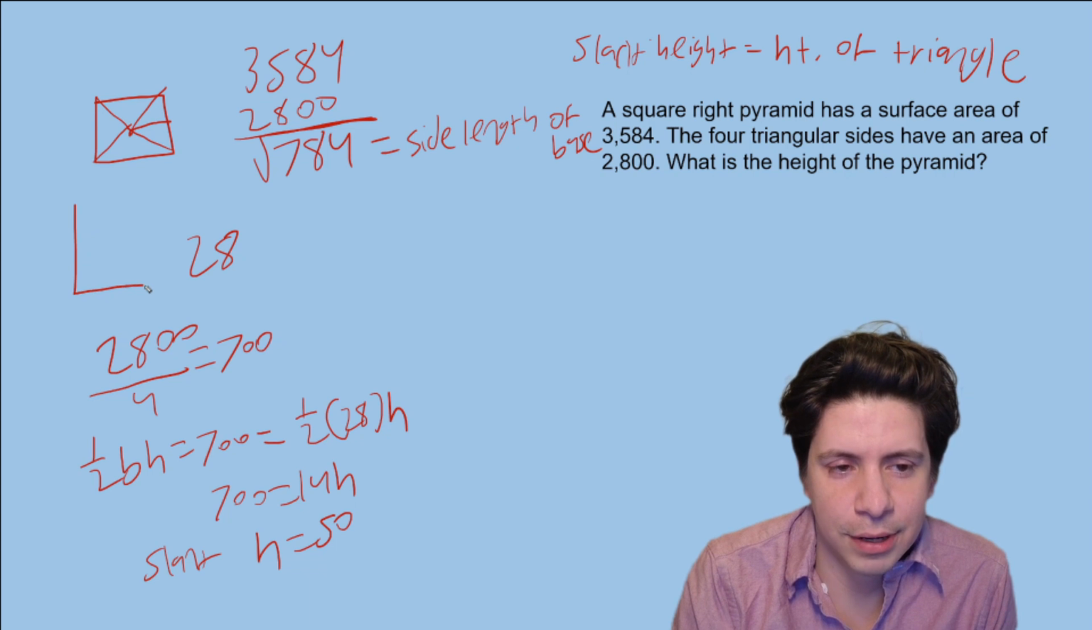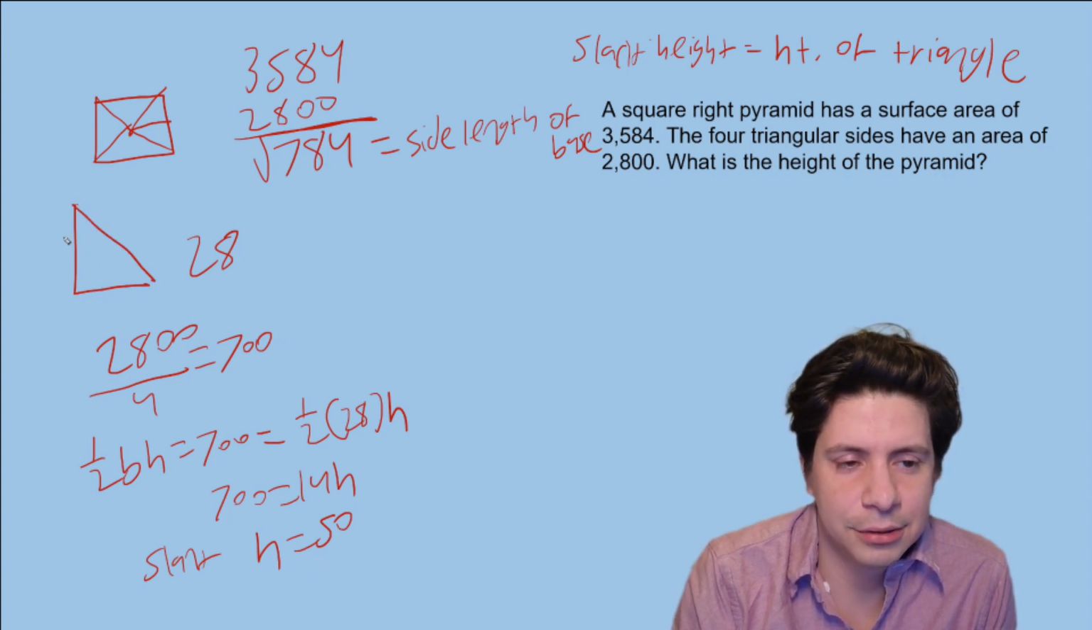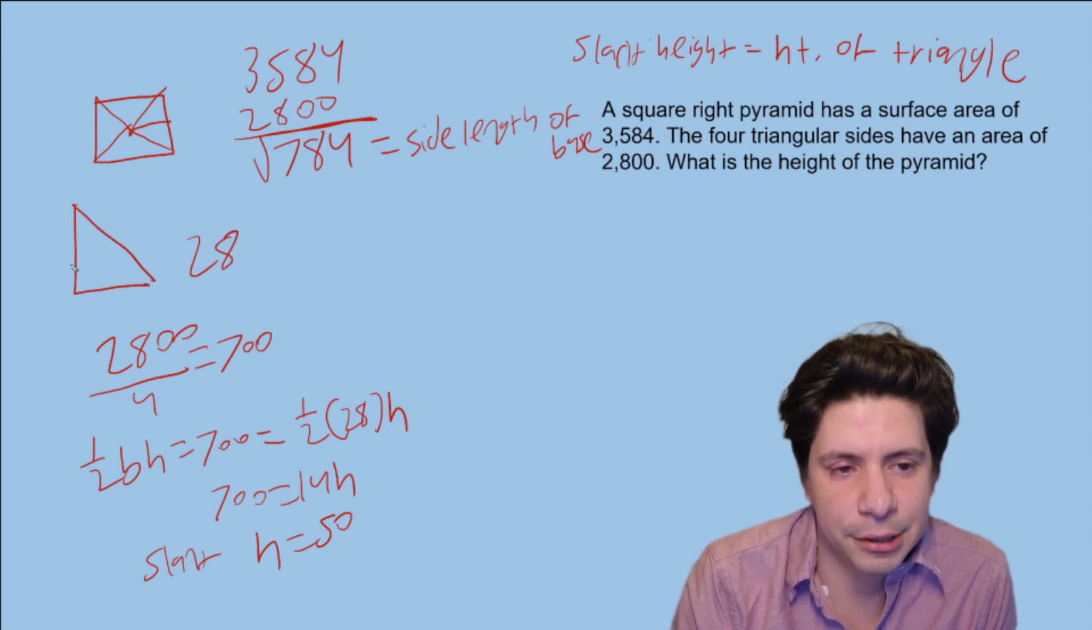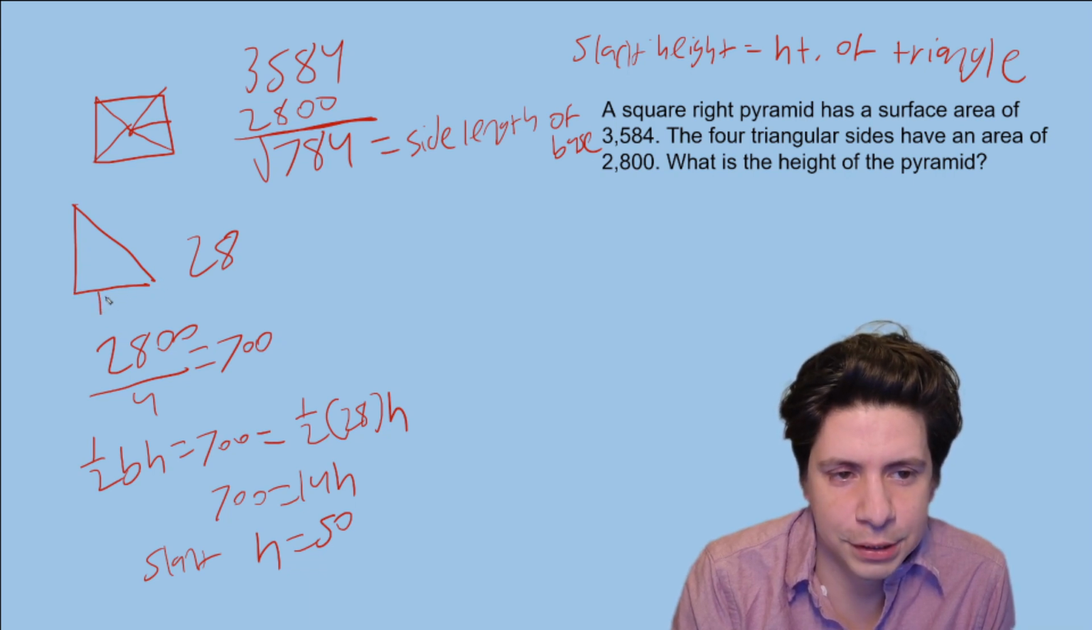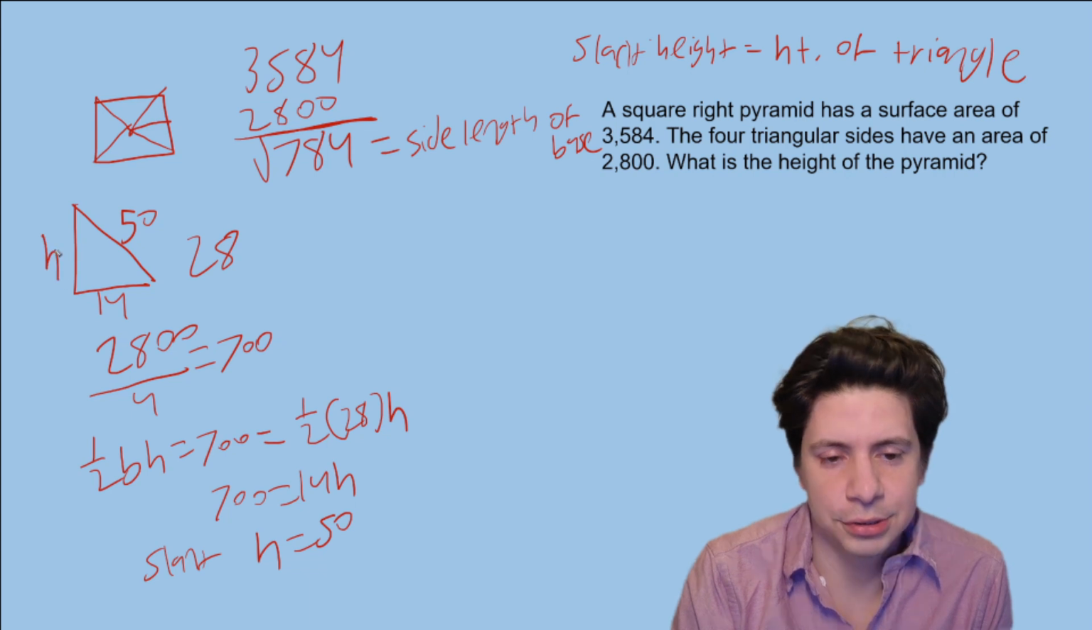So let's imagine a right triangle. This is the height of the pyramid, and this is from center to edge. So this is 14, this is 50, and we'll call this H, right?